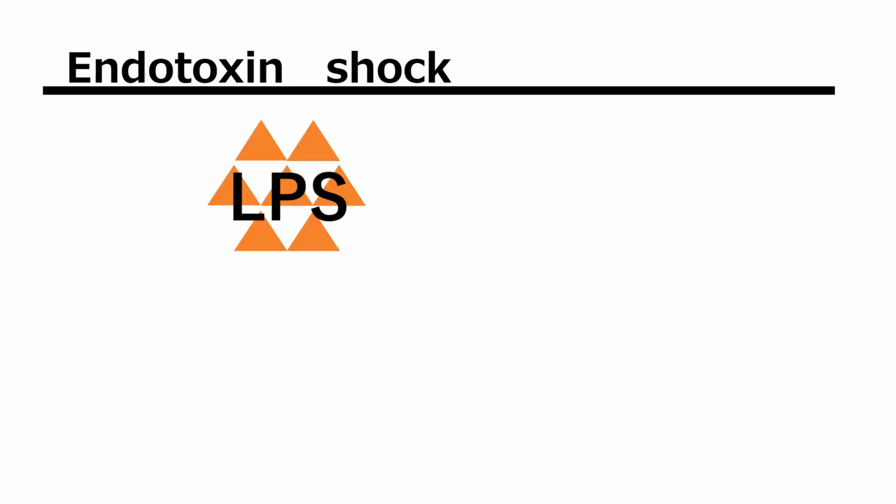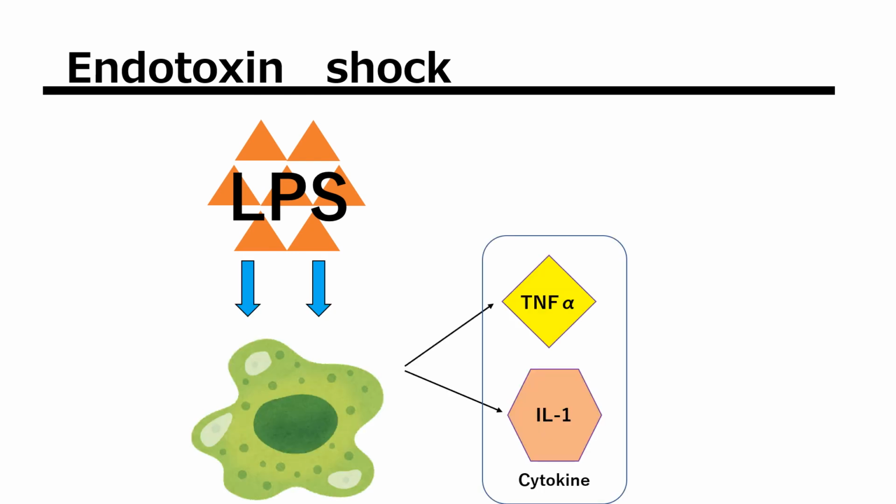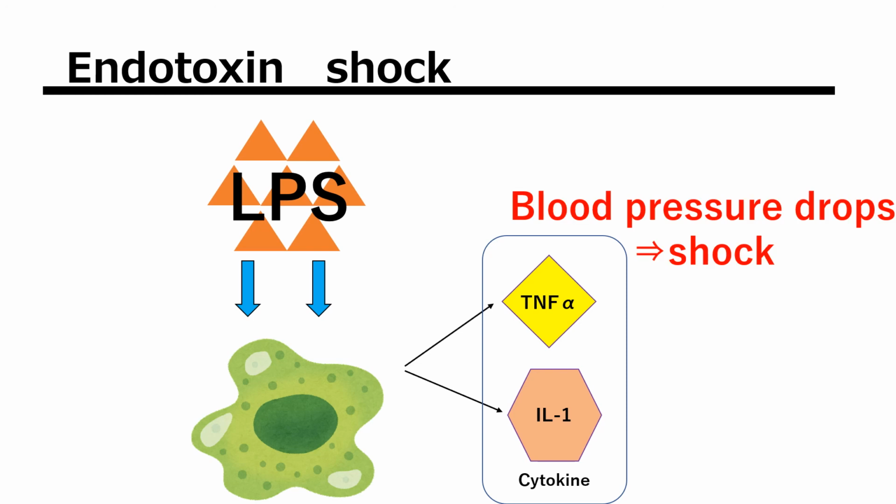What if a lot of gram-negative bacteria die at once? That's the cause of endotoxin shock. By a lot of LPS, inflammatory cytokines such as TNF-alpha and IL-1 are released from activated macrophages. At last, blood pressure goes down and it leads to lethal shock.